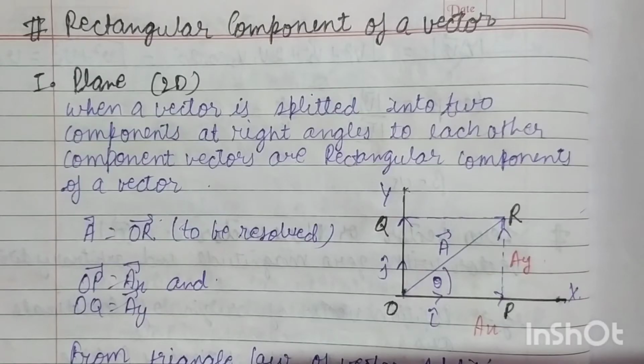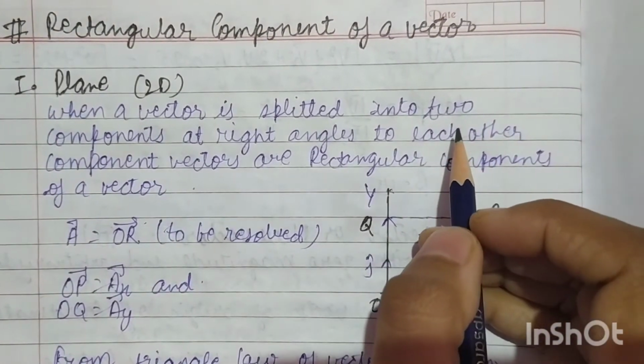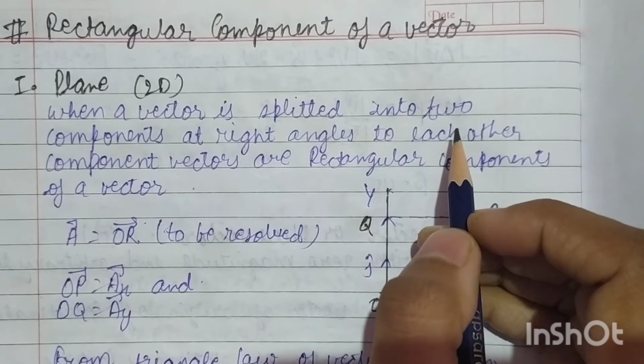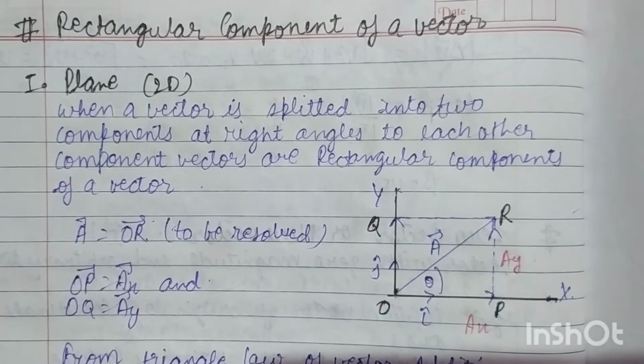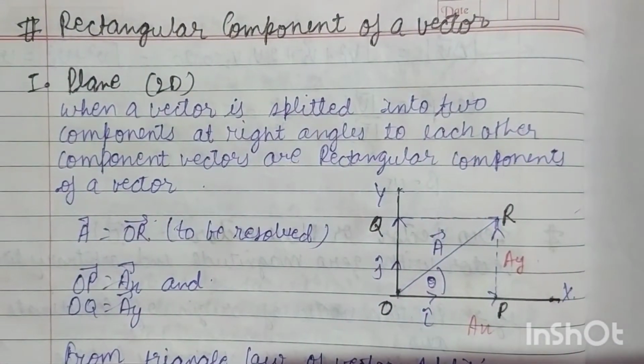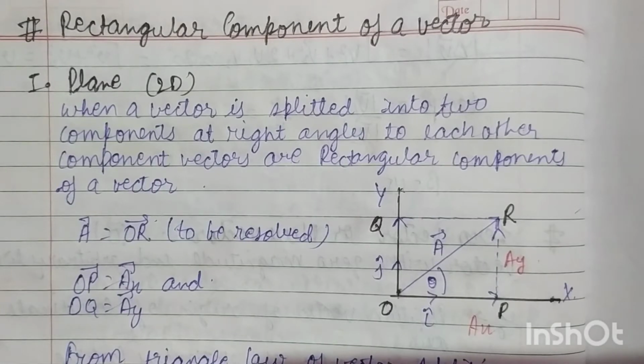Good morning, Kasturians. So today let us start this topic, which is rectangular components of a vector. That means today we have to study the resolution of a vector. Now this topic is from chapter number 4, which you already know is motion in a plane. So let us start.